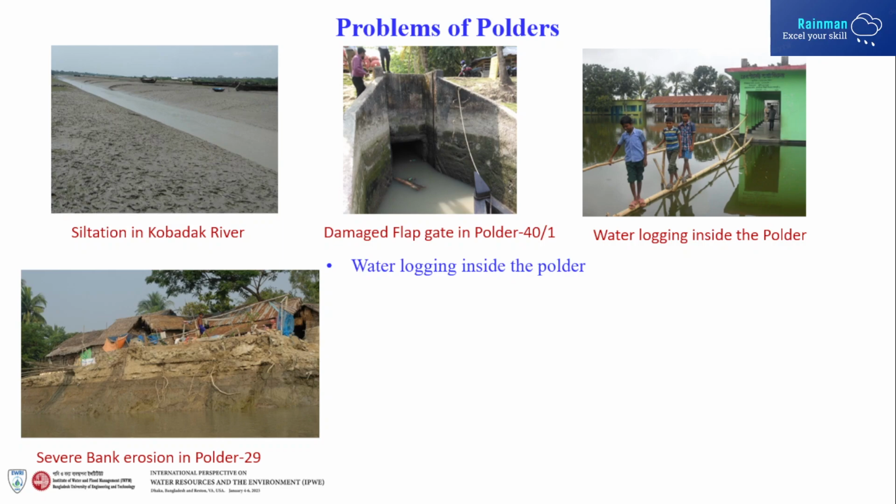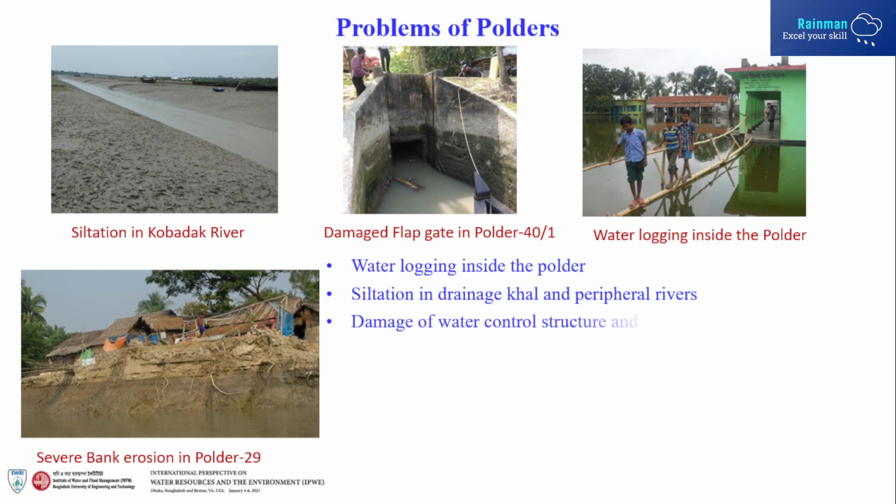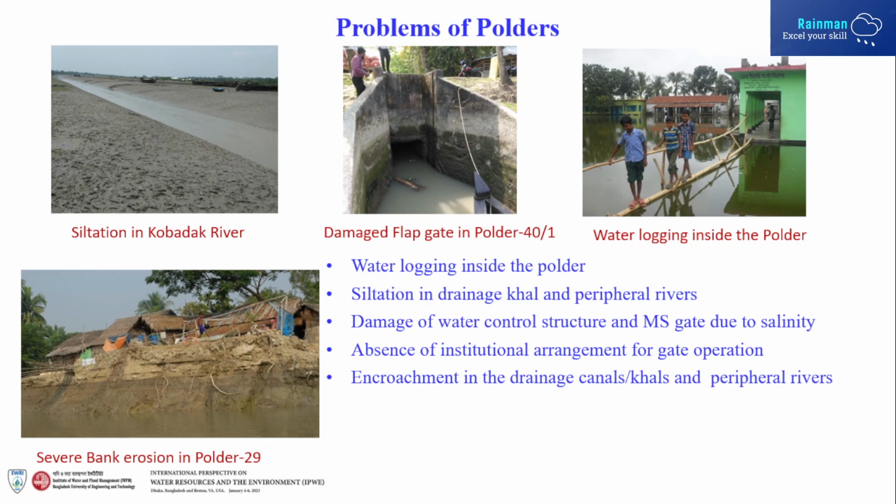So the waterlogging problem is a consequence of sedimentation and siltation of internal khals and the peripheral river, dysfunctionality of control structures, insufficient bridges and culverts in the road alignment inside the polder, and lack of institutional arrangement for gate operation, etc. Other problems are also there in the polder, like erosion, salinity intrusion, etc. We will just be concerned with the waterlogging problem, and we will try to address this.